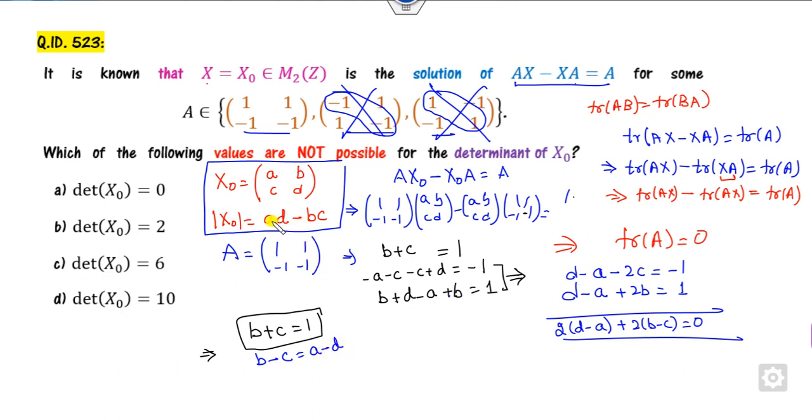Now I want the value of AD and BC. So B plus C is here, B minus C is here, so I can solve this. This is nothing but 4 times BC. So it means this is 1 minus A minus D squared over 4, this is my BC. Now I can substitute this value here. So let me clear this screen.